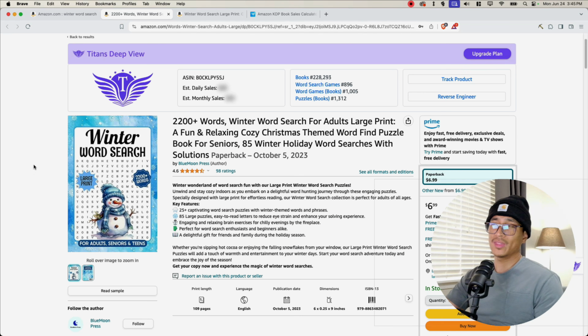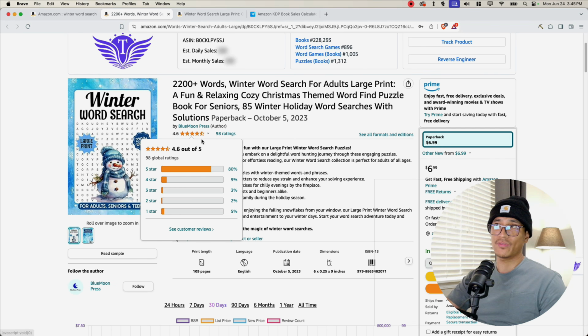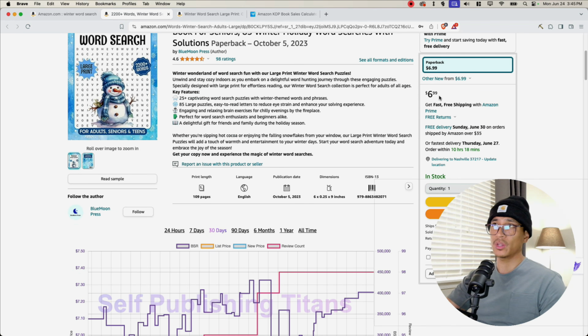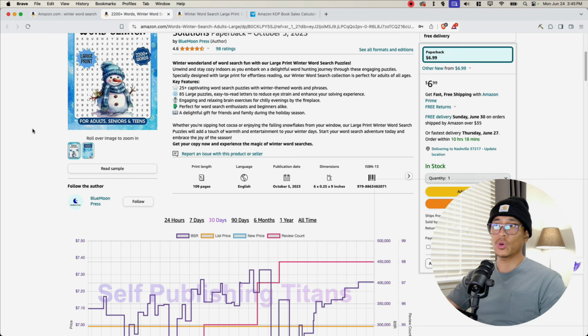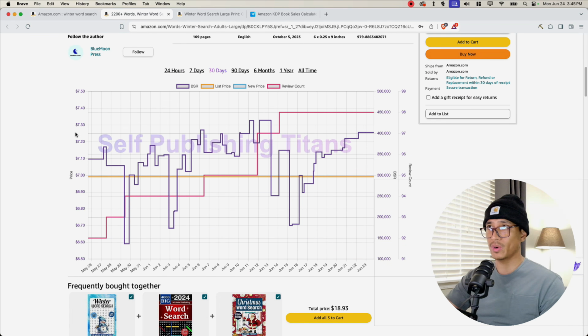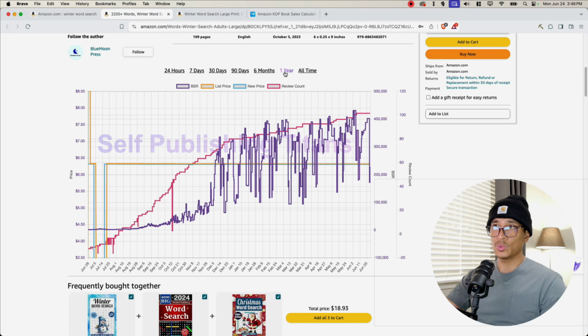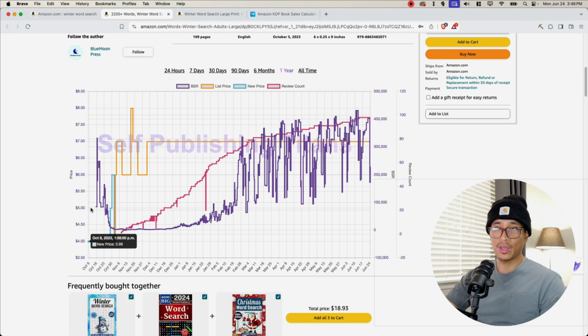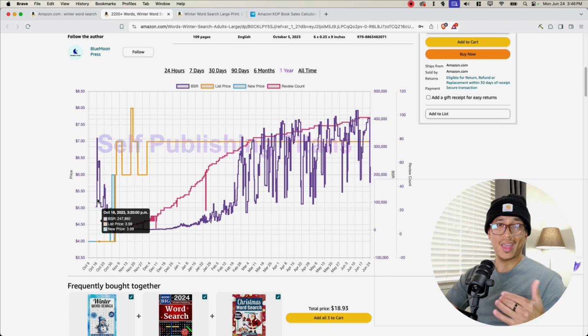If we take a look at this book right here, this winter word search for adults, it's ranking in at 228,000. It has a 4.6 out of 5 rating, 98 ratings, priced at $6.99. So that's all good. But let's go ahead and look at the historical sales ranking. So here's 30 days. You can see it's selling a couple times in the month. If we go 90 days, 6 months to a year, and then all time, we can see that when it was first published back in October of last year, it already started to sell because it's already Q4. And people are getting ready to buy gifts for Christmas time.